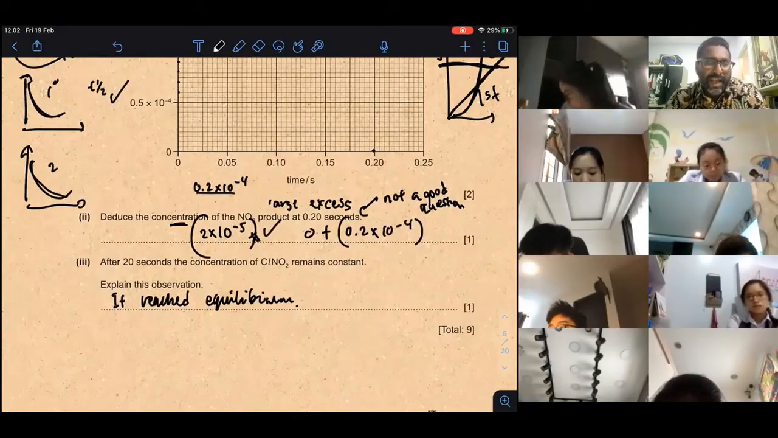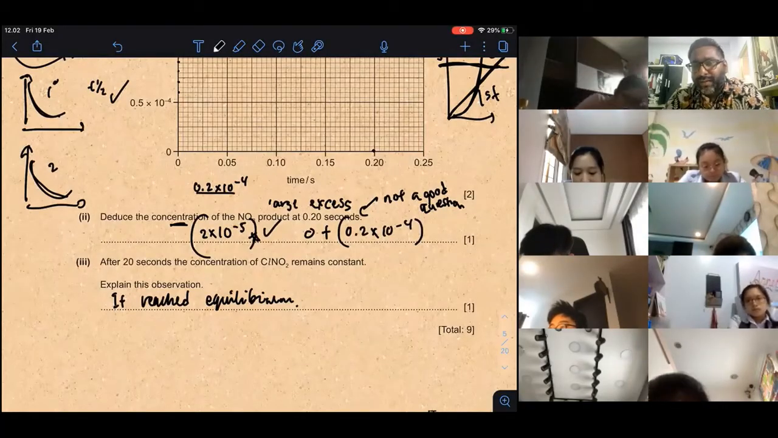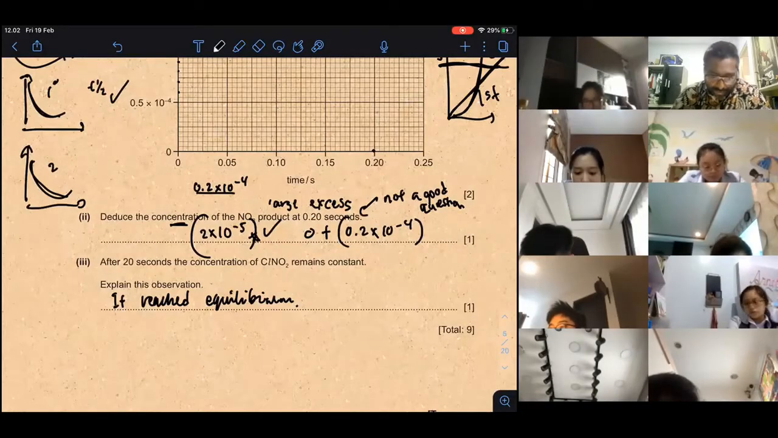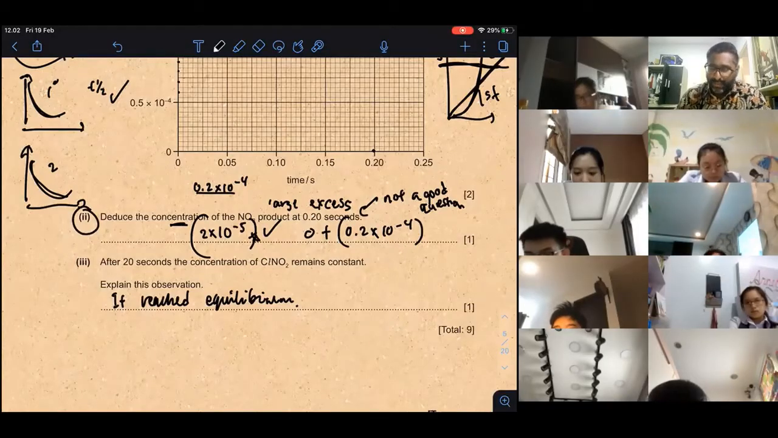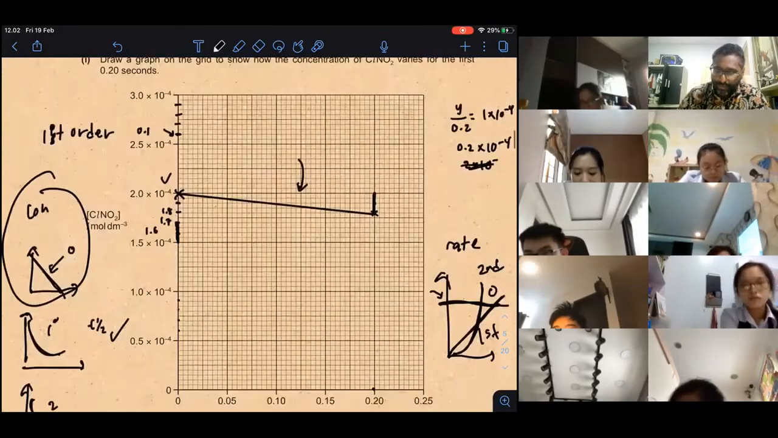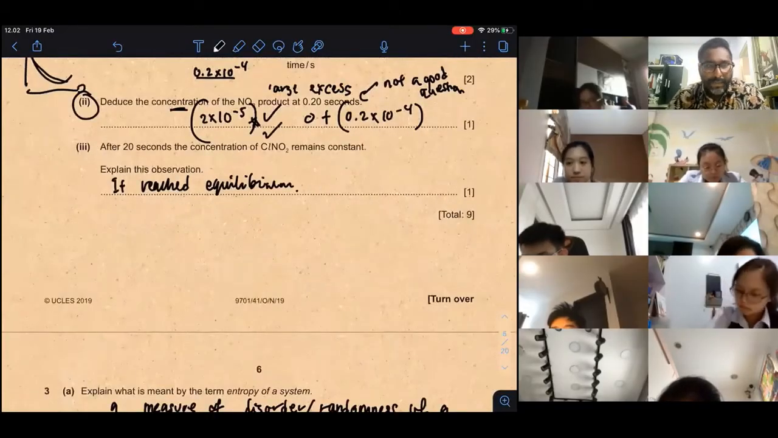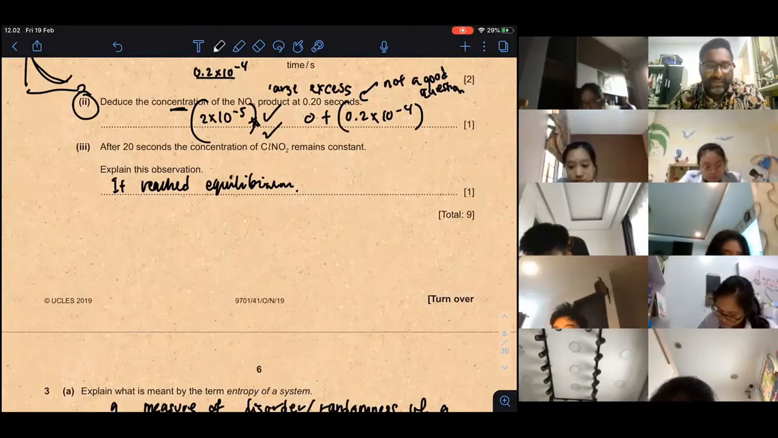Okay, but they're asking for concentration. They divided it with 1 dm cube, which I don't agree. It's quite a weak question. But I already told you how they reached the answer. The answer is reached by just counting the number of moles, then they refer to that number of moles. That's it. And then after 20 seconds, the concentration remains constant.